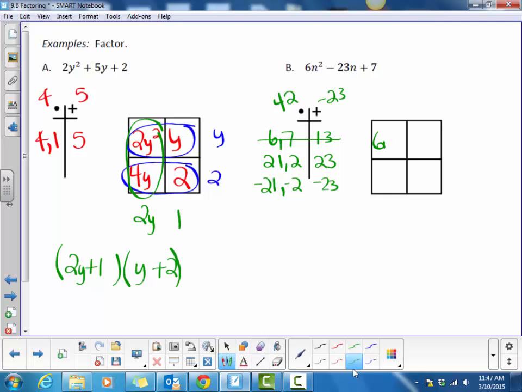So let's go ahead and fill out our factor box. First term is 6n squared. The last term is the 7. And then what two factors am I going to list? Negative 21n and negative 2n. Okay, that's perfect. All right, I'm going to stick with you, Riley. So the first column, what's the greatest common factor? 3n. Good job.